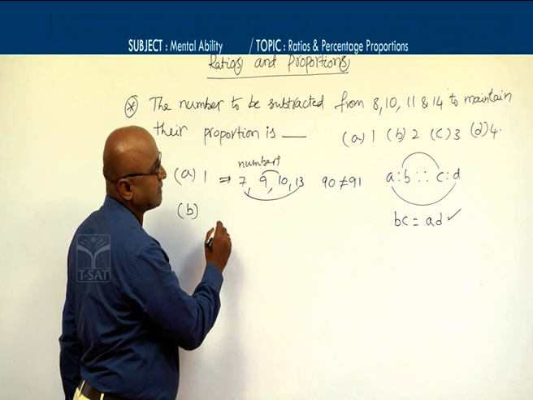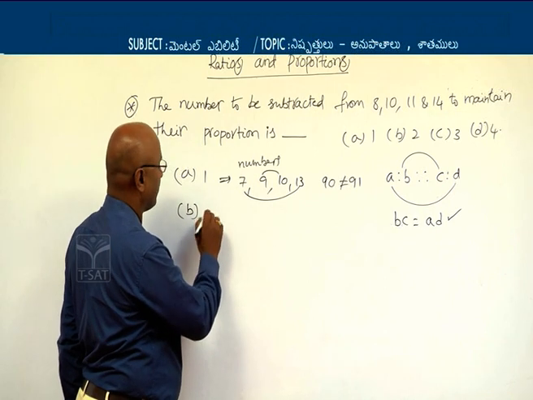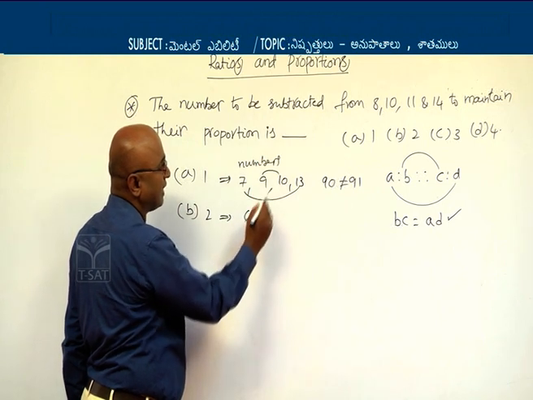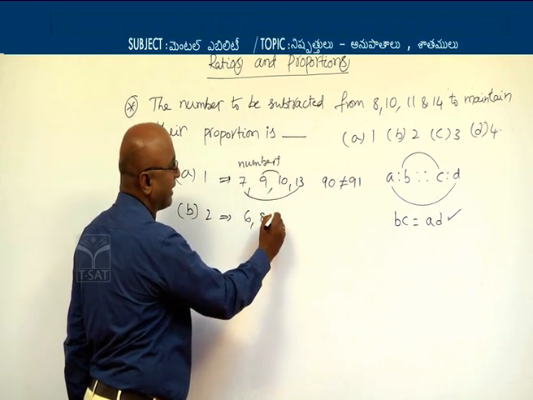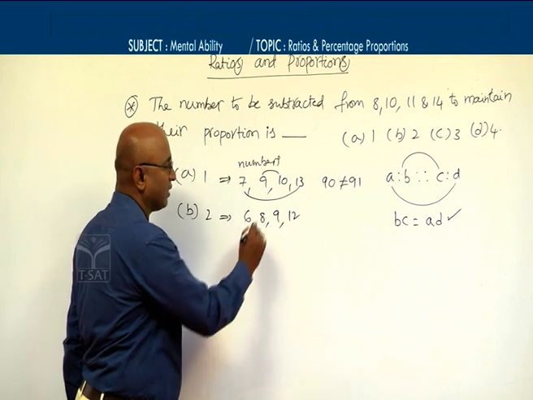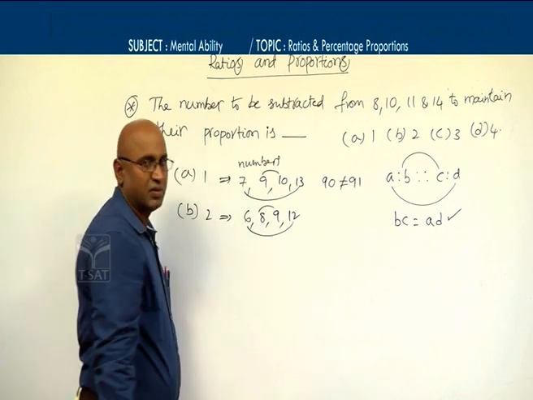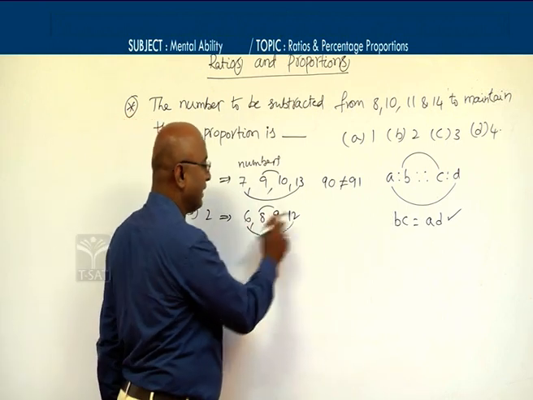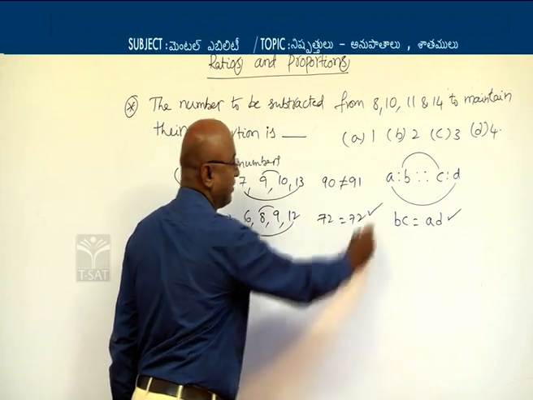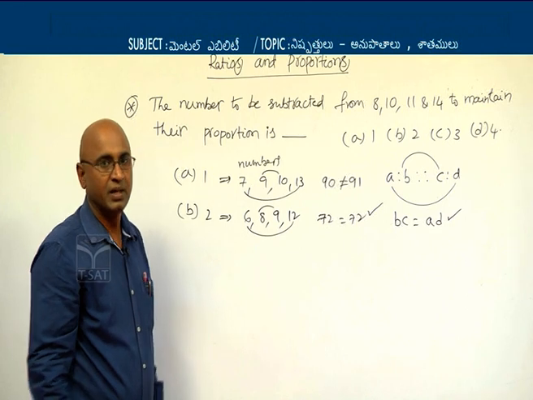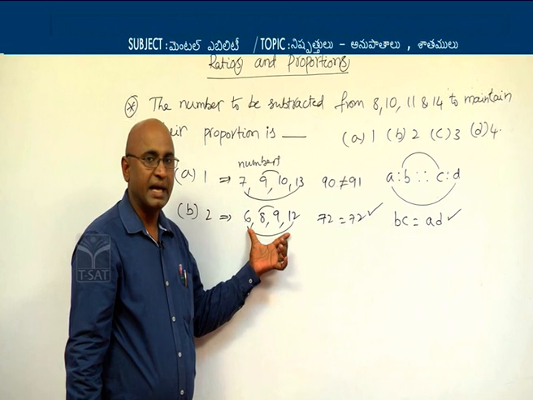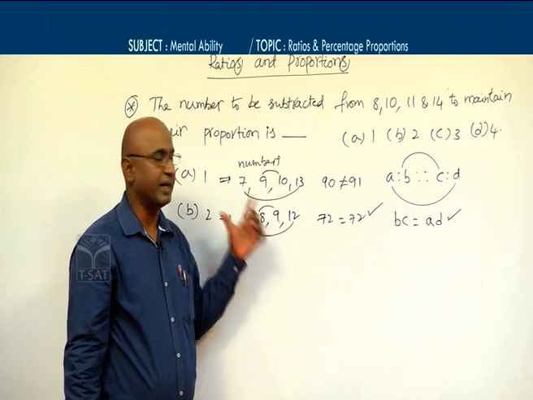And the second option is 2. If we subtract 2 from this, 8 minus 2 is 6, 10 minus 2 is 8, 11 minus 2 is 9, 14 minus 2 is equal to 12. Now see, the product of means is equal to product of extremes. Now 8 9s are 72 and 12 6s are 72. So 72 is equal to 72. So if we subtract 2 from these numbers, the given numbers are in proportion.